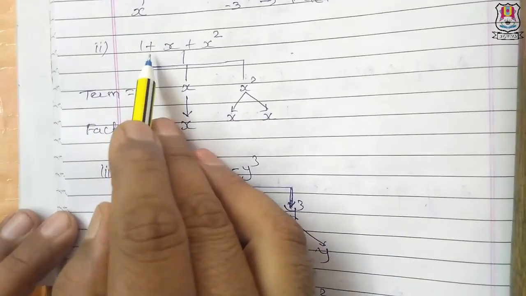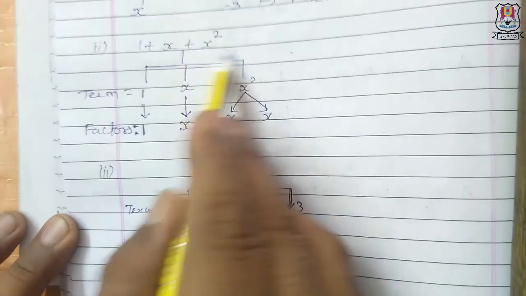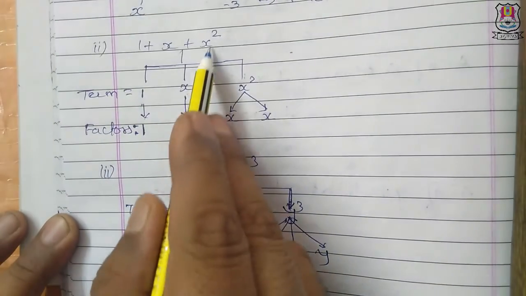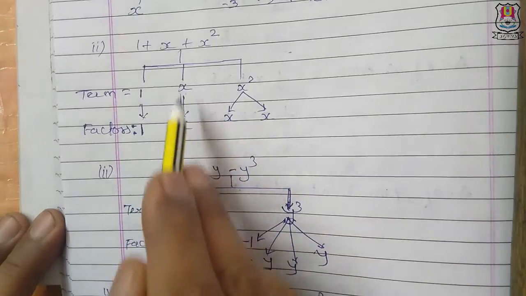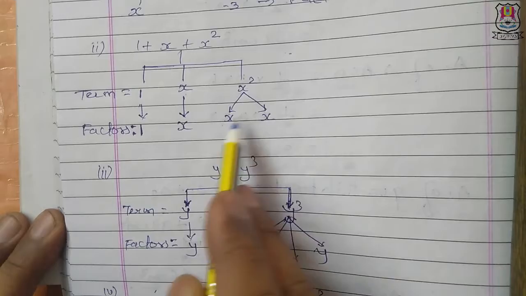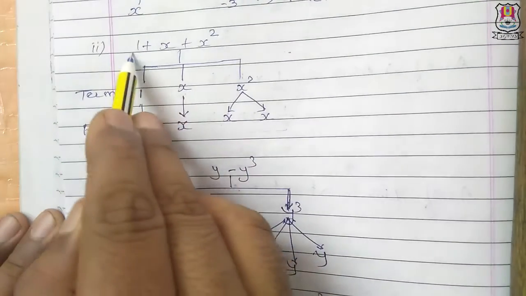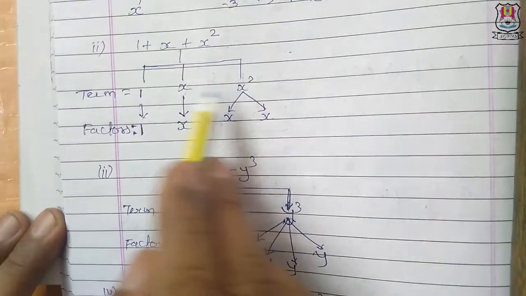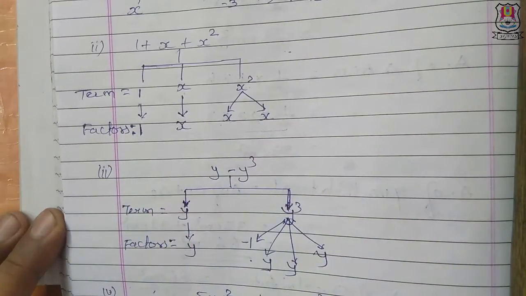For question 2, number 2, 1 plus x square. So this is an expression. These are the terms. 1, this is the first term, x is another term, and x square is another term. And the factors are 1, x, and this is x times x. So there are 2 x's. So these are the factors of the given terms and the expression. This is the whole expression.